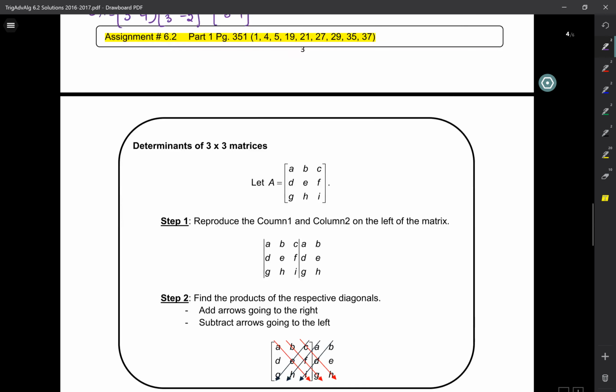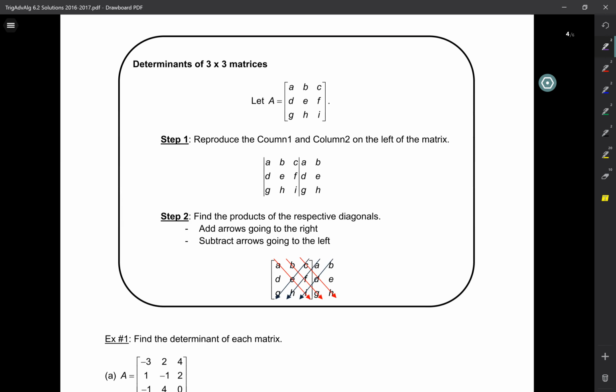And to find the determinant of a 3 by 3, it's a totally different process than how we did the 2 by 2.